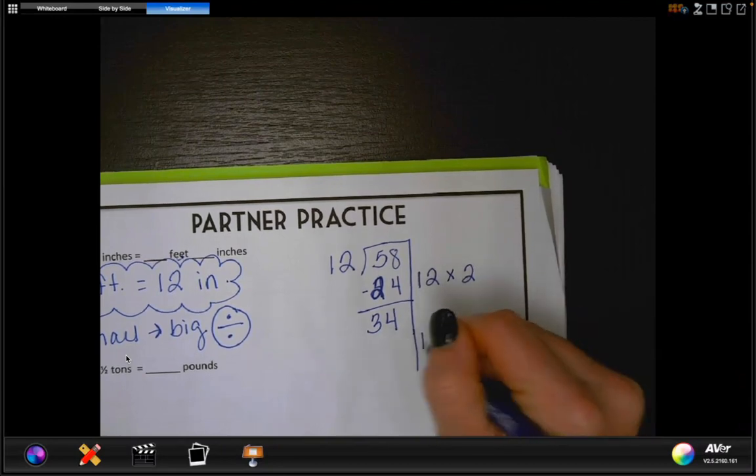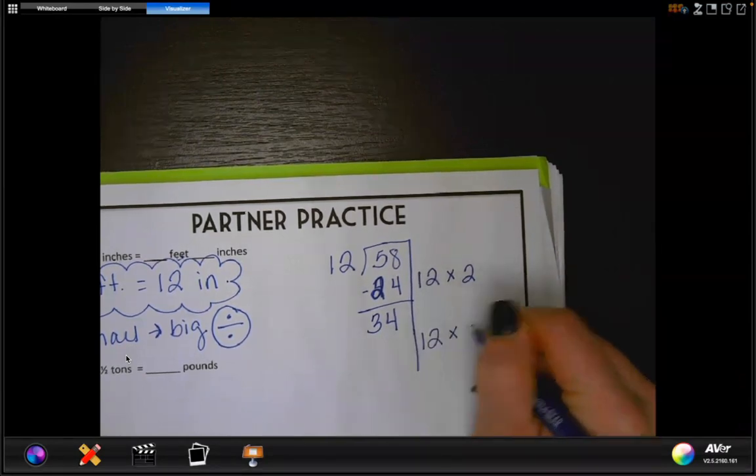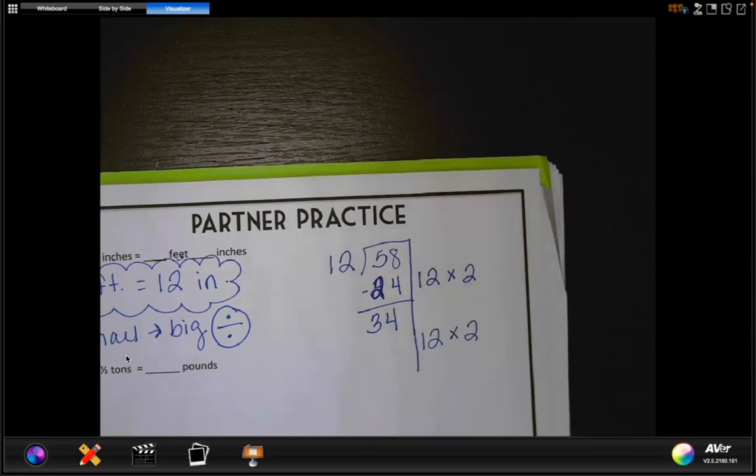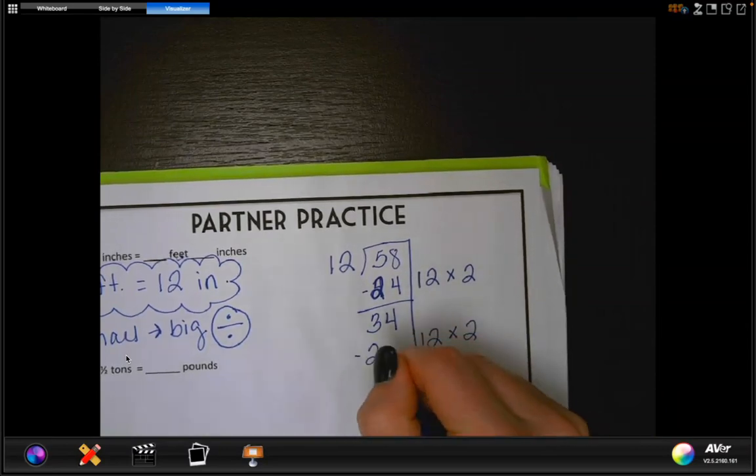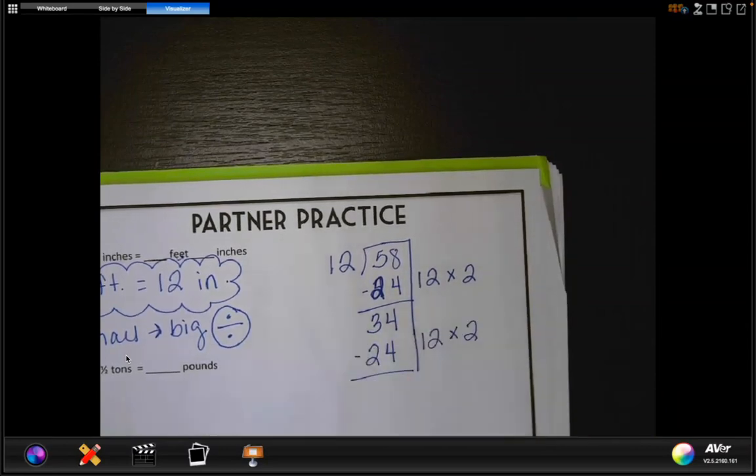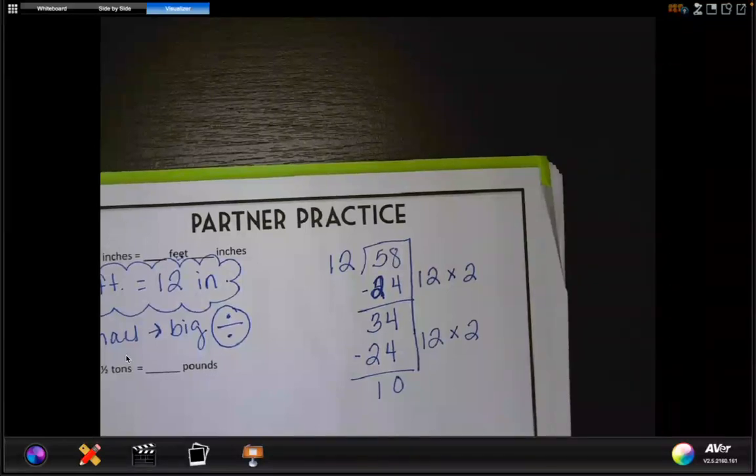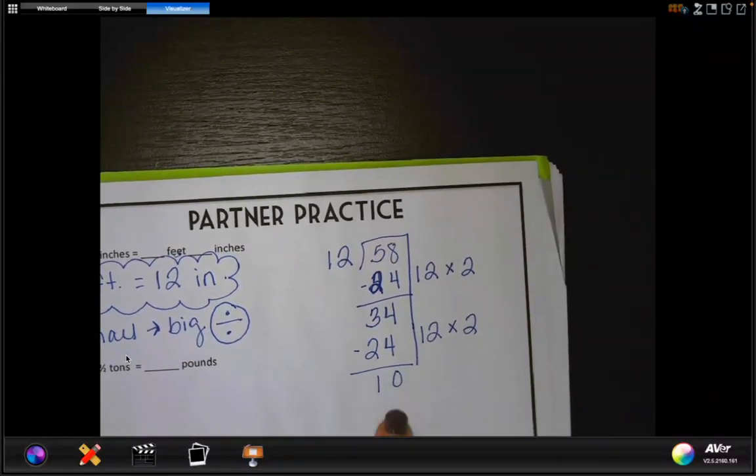So let's do the same multiplication problem again. Let's do 12 times 2 again. So 12 times 2 gives us 24. So we subtract 24, and 34 minus 24 is 10. So now I've got 10 inches left over. So if I've got 10 inches left over, do you think I can pull another foot out of that? Can I pull another 12 inches out of that? No, I cannot. That means I'm done with the division problem.